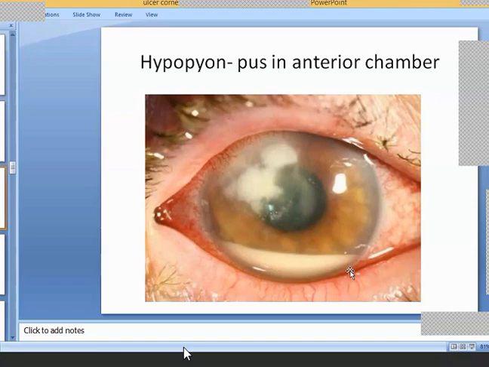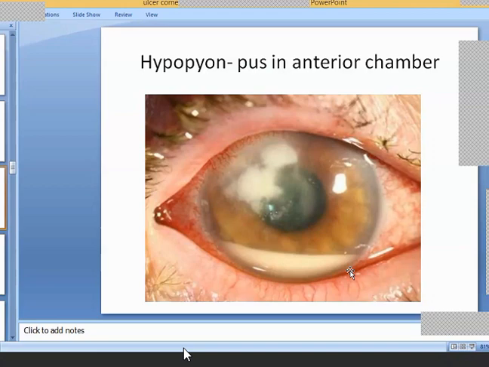Sometimes the pressure inside is so much. When we discharge the corneal ulcer patient, we usually ask them to take care at home. If they don't take care, the whole thing can rupture in such a violent manner that the whole intraocular contents, along with the lens and vitreous, will come out, and then it will be a disaster.